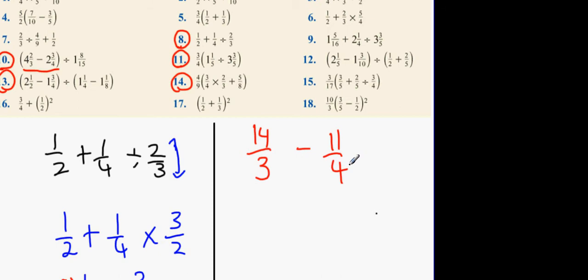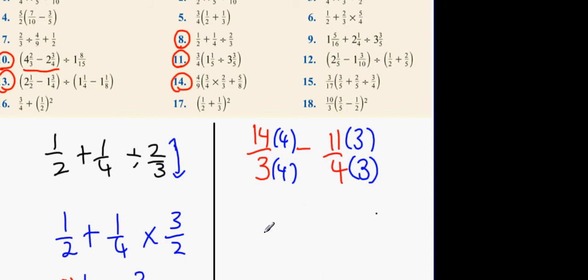Now, Connor, what do you have to do next? You have to change them into equivalent fractions. So how do you do that? You multiply 11 over 4 by 3 and you get 33 over 12, and you multiply 14 over 3 by 4 and you get 56 over 12. Well done. What Connor was saying there is you need to get the lowest common denominator between 3 and 4. The word he used was equivalent fractions, which means they have the same denominator.